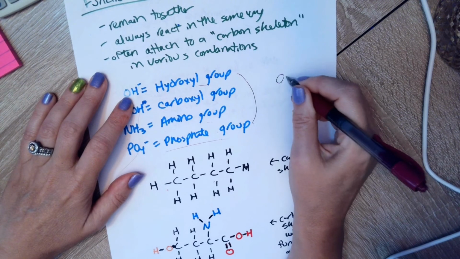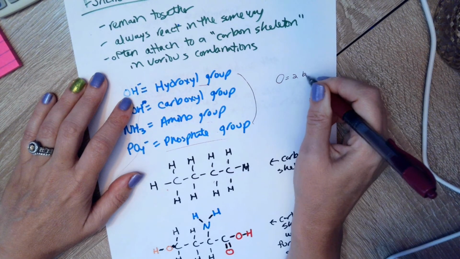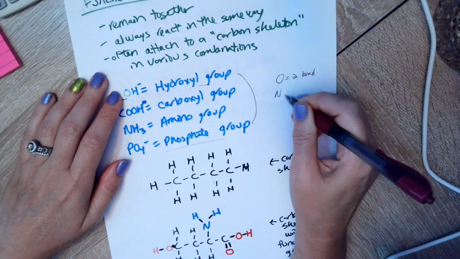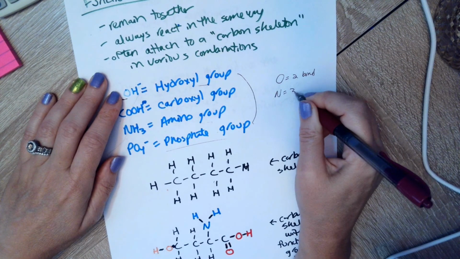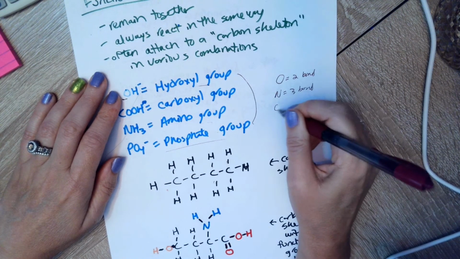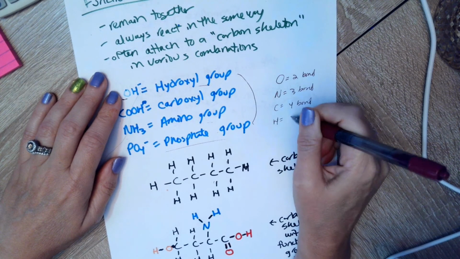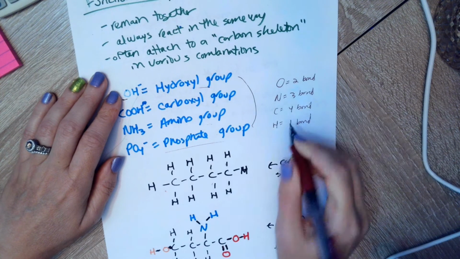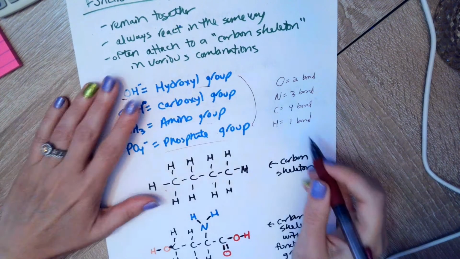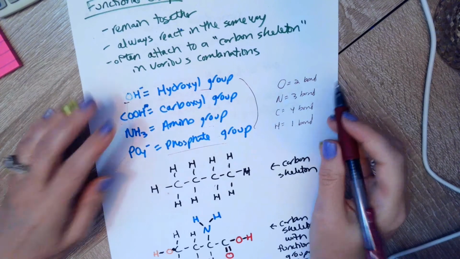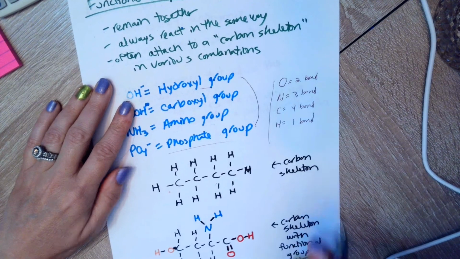And remember that oxygens can have 2 bonds. Nitrogen can have 3 bonds. We'll just put carbon down with 4. And hydrogen can have 1 bond. Okay, we're not going to worry about phosphate. Just know that it's there. We're just going to worry about these guys.